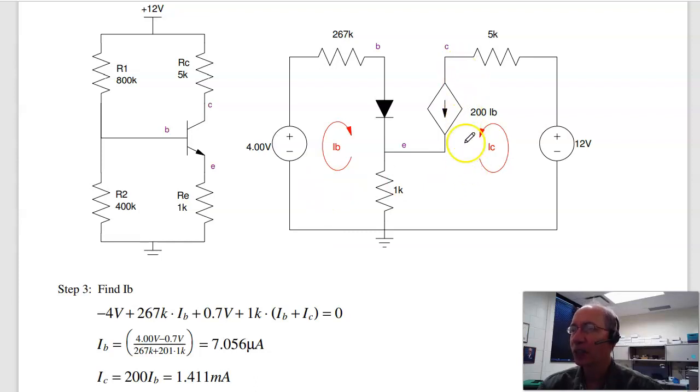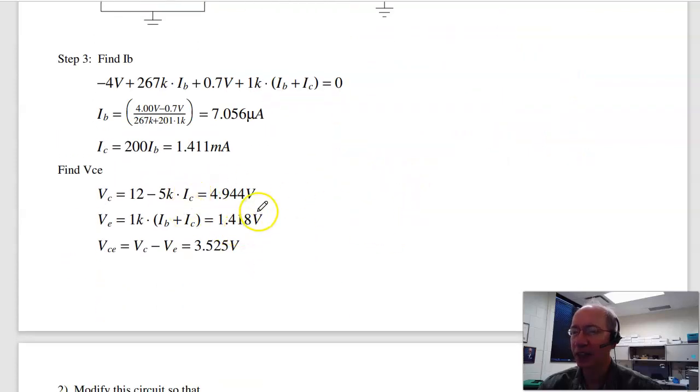Then the Q point is VCE. The voltage of the collector is 12 minus IC times 5K. VE is 1K times IB plus IC. And then VCE is the collector voltage minus the emitter voltage, 3.525. So there's your Q point, IC and VCE.